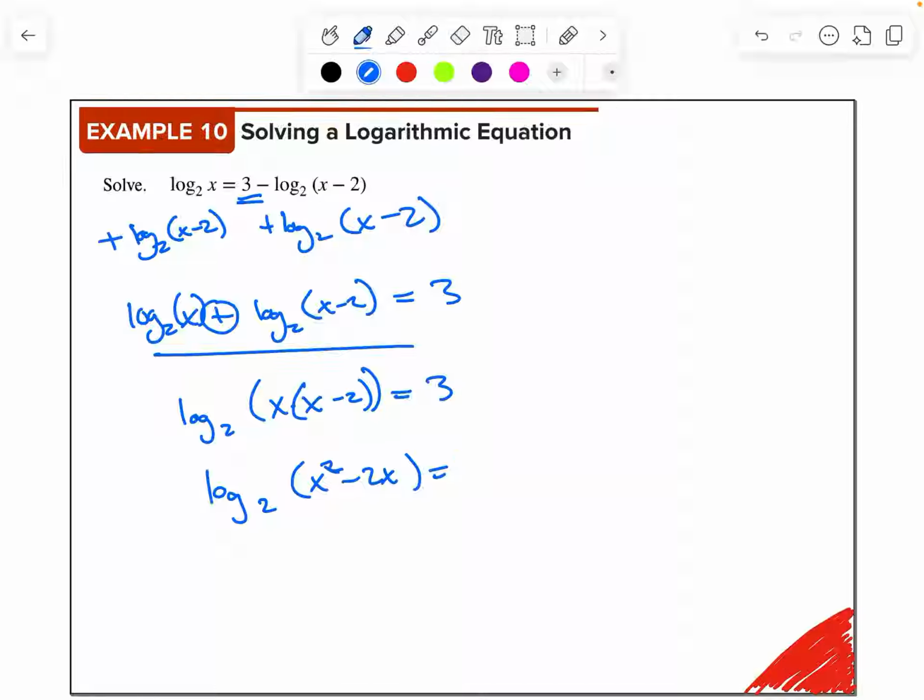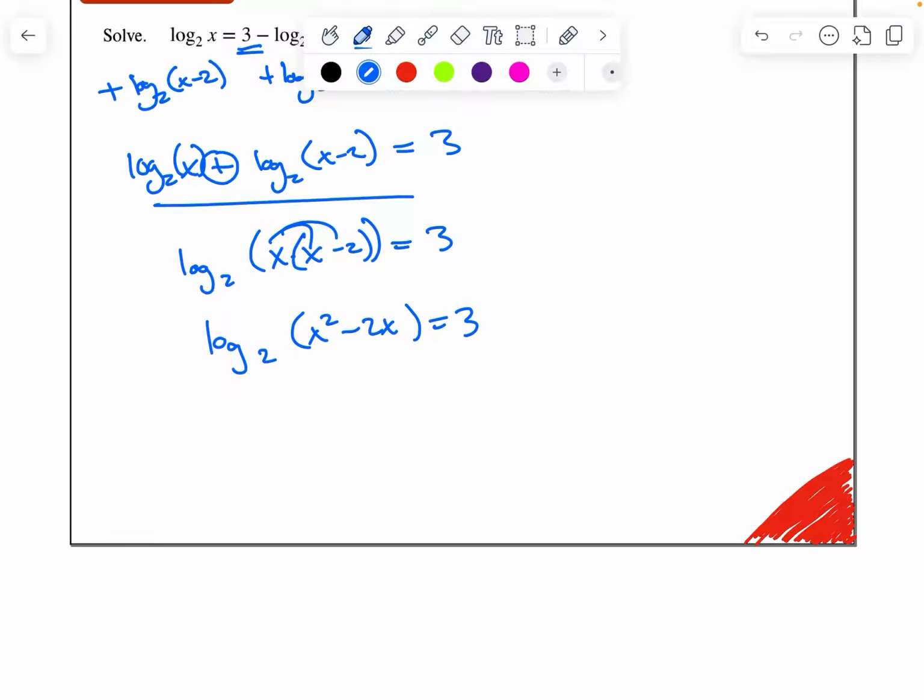All right, now I have one log on one side, just a number on the other side. If I rewrite it as an exponential, that's the same thing as 2 to the 3 equals x squared minus 2x. 2 to the third is just 8. And then I can subtract the 8 from both sides. This looks quadratic, right? Anytime I have an x squared, I'm seeing a quadratic form. That means that 0 equals x squared minus 2x minus 8.